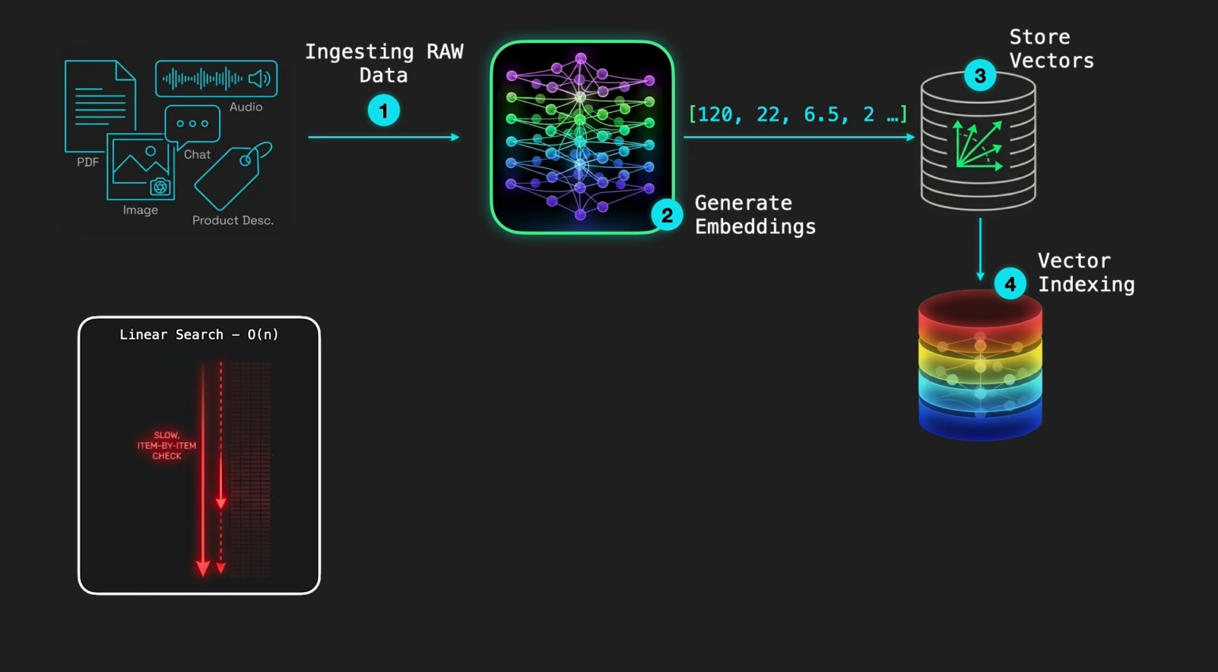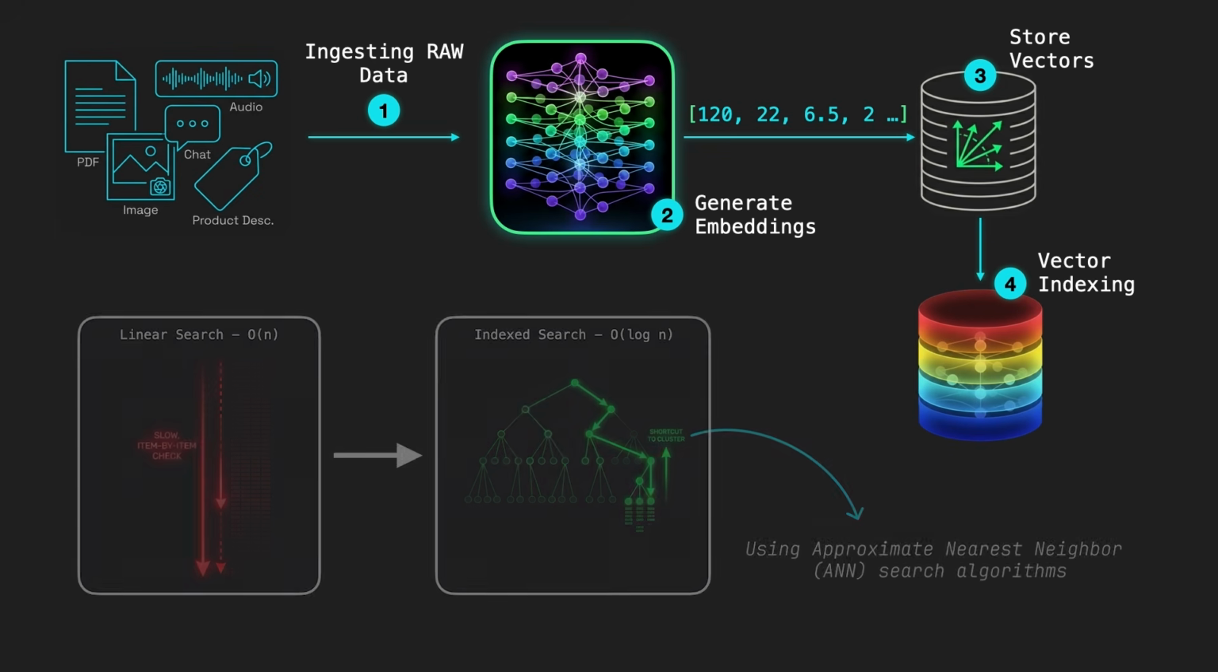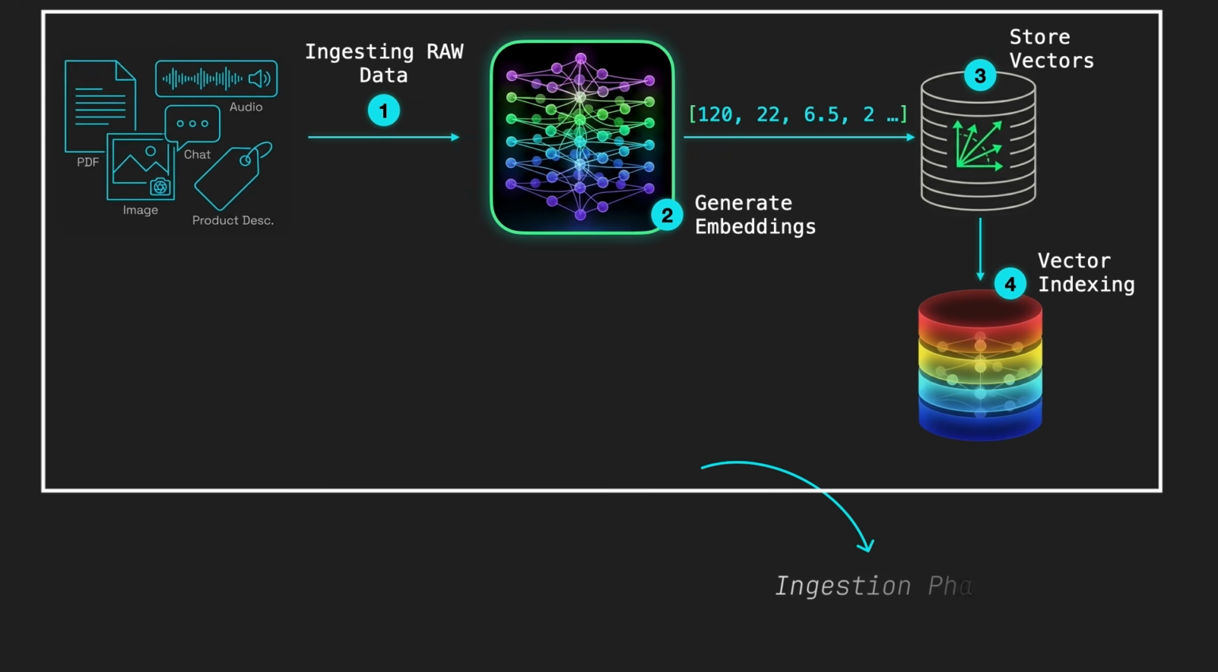So instead of scanning millions of vectors one by one, the database builds indexes using different approximate nearest neighbor search algorithms to make similarity search extremely fast. Now don't worry about vector indexing for now, as we have a dedicated lecture on vector indexing where we'll cover all the different approximate nearest neighbor search algorithms. Different databases use different techniques here, but the goal is always the same: fast and accurate search. So everything we have discussed so far happens in what we call the ingestion phase.